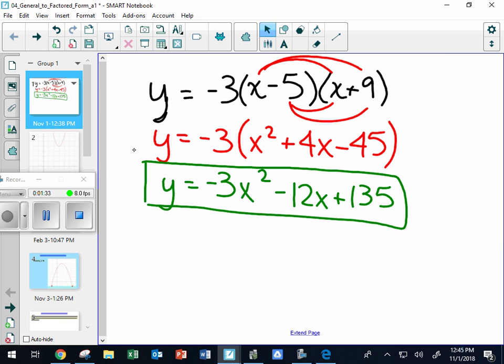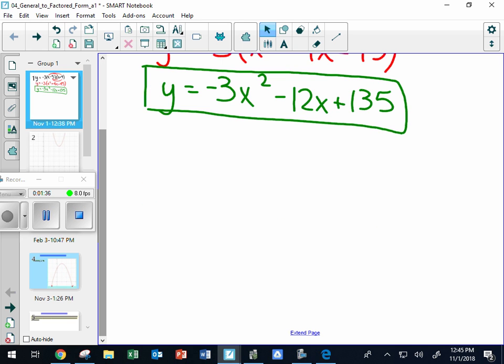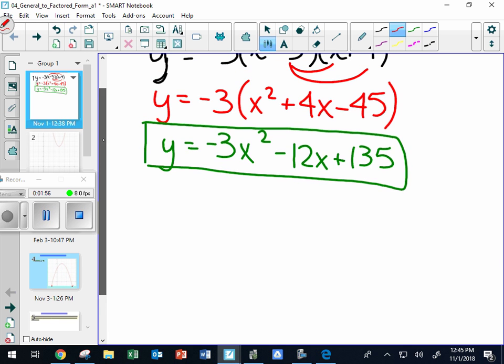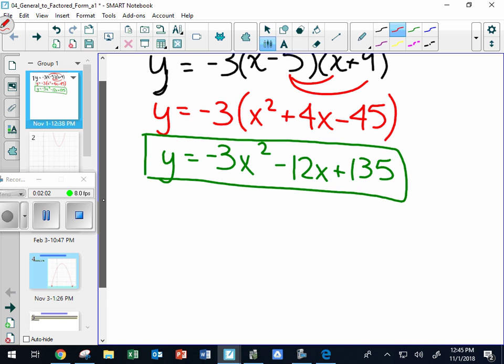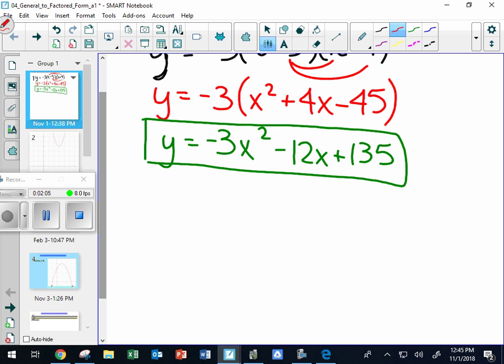And now we need to find the vertex. Can someone tell me, not what the vertex is, but how they might go about finding the vertex? Yes. All right. So you used the factored form up here, and you used that midpoint to find what the axis of symmetry was first. What is the axis of symmetry that you got? All right, so you got x is equal to 2. Right.